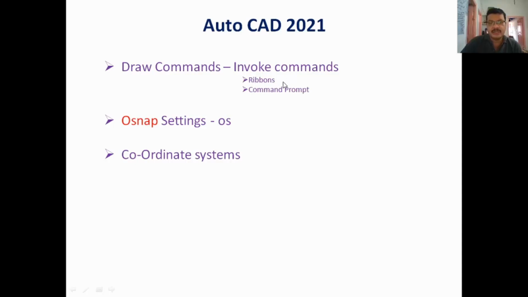In the previous versions, the graphic user interface is not that user friendly. In that case, we used to work with the command prompt. But in the present version, from AutoCAD 2010 onwards, ribbons are introduced. Graphic user interface is very good, and the recommended method to invoke any command is using ribbons only. First we will see what are the various draw commands. After that we will see what are O snaps and what are the coordinate systems. Before discussing all these things, first I'll introduce coordinate systems.